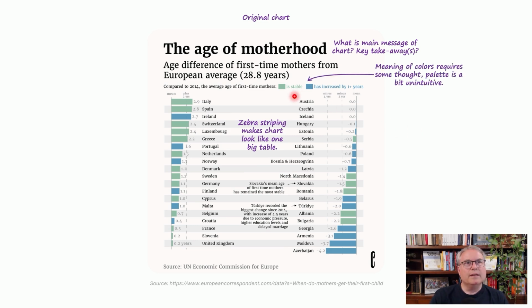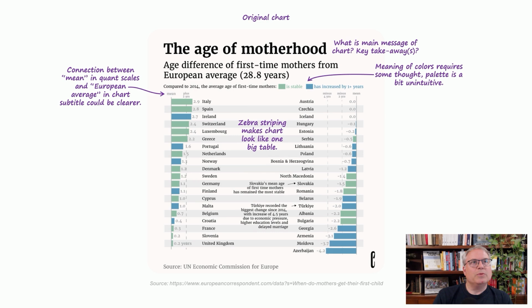So green means that the age between 2014 and the present time, whatever that is, remained stable for a given country, whereas blue means that it increased a lot. Seems like a strange color choice and also strange categories, stable versus increased a lot. I might have used different colors, like maybe a light blue for stable and then a darker blue for increased a lot. So I felt that there's some room for improvement there.